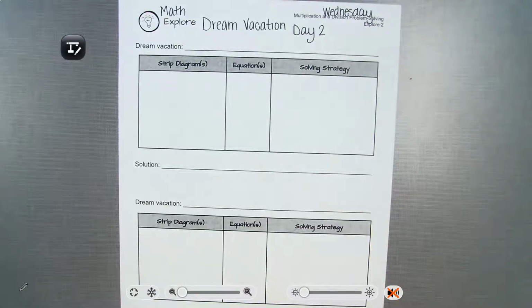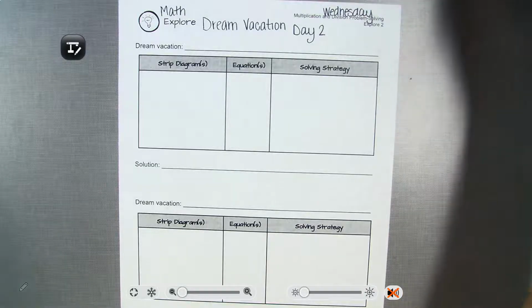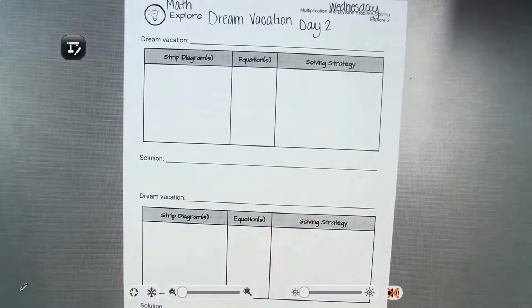That means where we're going to be doing two operations.